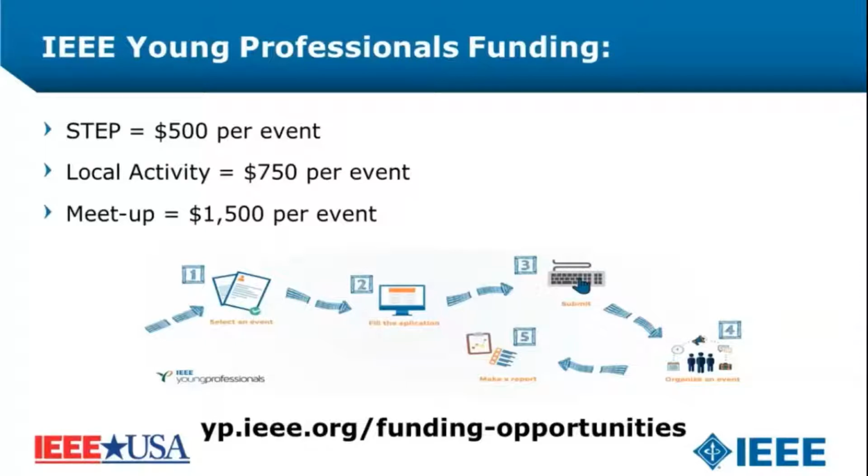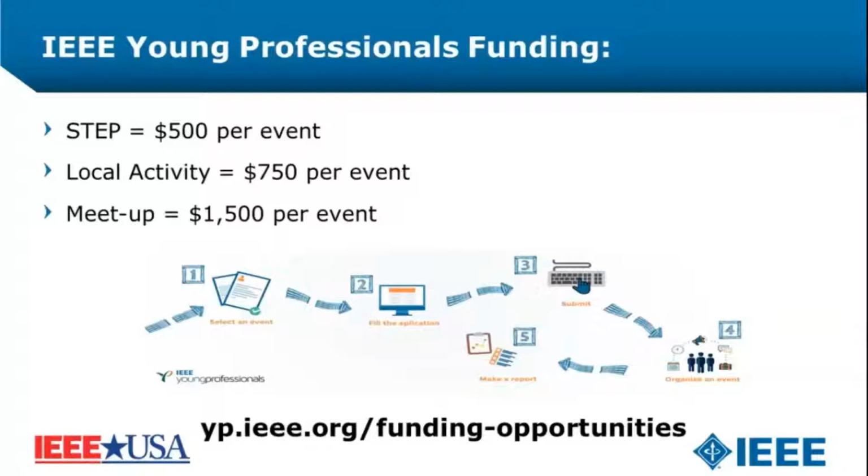Each affinity group can apply once for each of these funding types: you can apply for STEP funding once, local activity once, and meetup once. Then, by the end of the year, if there is more funding left over, the same affinity groups can apply again. That's the criteria for this funding. Say you have a local activity and you don't spend the entire $750, that's okay. You can spend $300 and then maybe $400 for the next event.